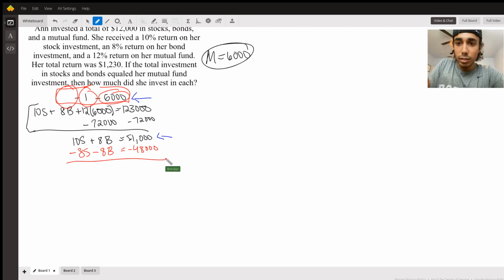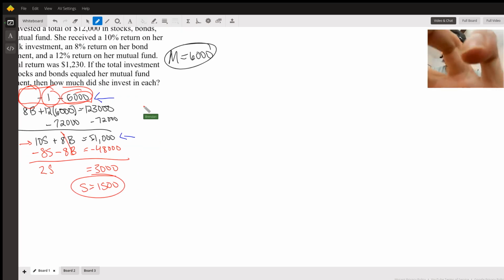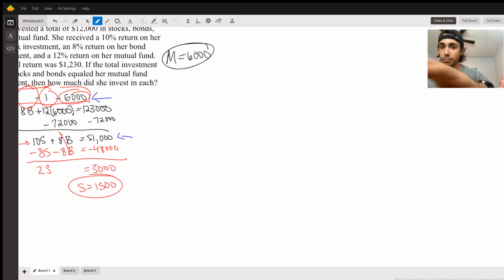So let's combine those together. That's going to give us 2s, this eliminates, equals 3,000. So s equals 1,500. So her total money in stocks was 1,500.